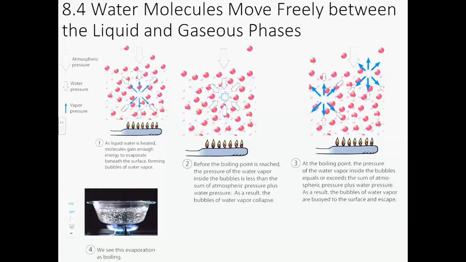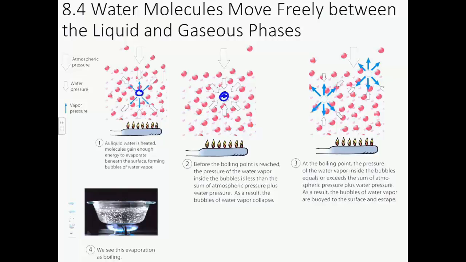All right, as the liquid is heated, molecules gain enough energy to evaporate beneath the surface. So what's going on here is it's actually evaporating, okay? But once it evaporates, you have to somehow get it to the surface. Before the boiling point is reached, the pressure of the water vapor inside the bubble is less than the sum of the atmospheric pressure plus the water pressure. As a result, the bubbles of water vapor collapse. So if it's formed but pressure isn't great enough, it starts to dissolve. Okay, so that's your stable state.